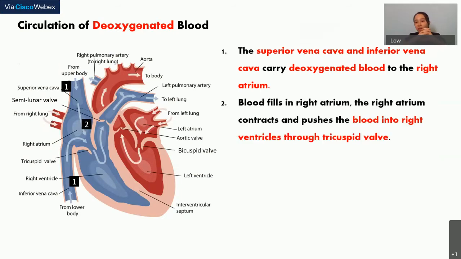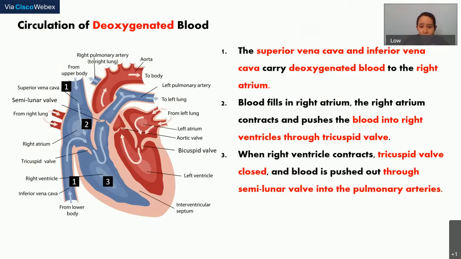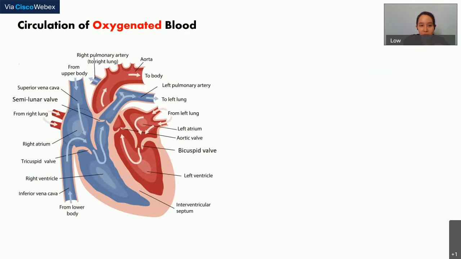Then the right atrium contracts and pushes the blood into the right ventricle through the tricuspid valve. You can see here, the tricuspid valve opens. Then the right ventricle contracts and the tricuspid valve closes. Then the semilunar valve opens and the blood is pushed through the semilunar valve into the pulmonary arteries and goes to the lungs.